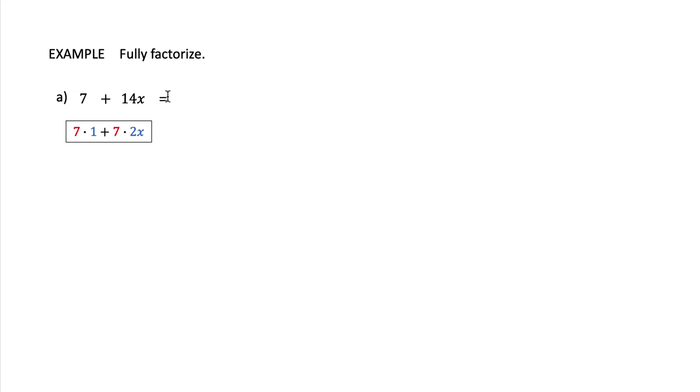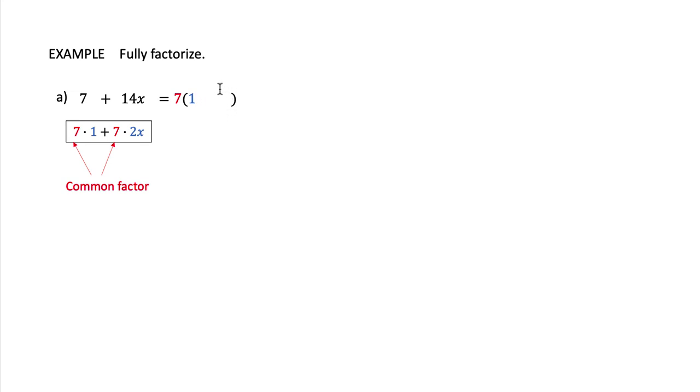Then what you will write in your notebook is the 7 and then open brackets after that. Then you will have to think what times 7 would make the first term on the left-hand side. So what number would you have to multiply 7 by to get 7? Well, it's 1, because 1 times 7 is 7. So you'll put 1 in the first place in the brackets.